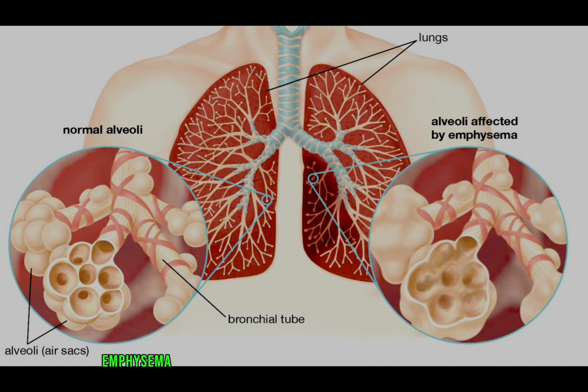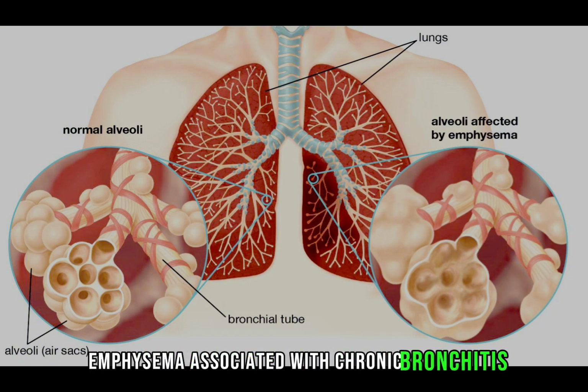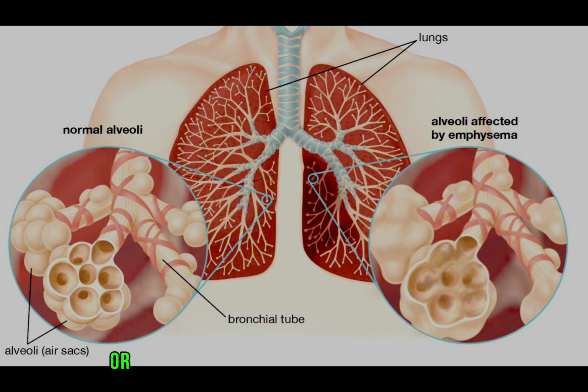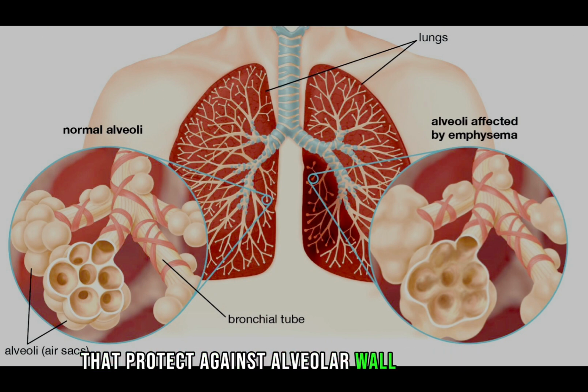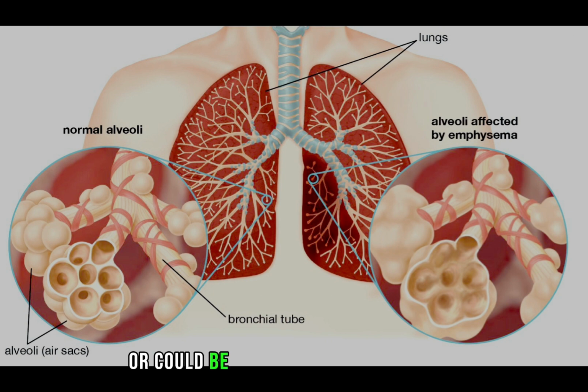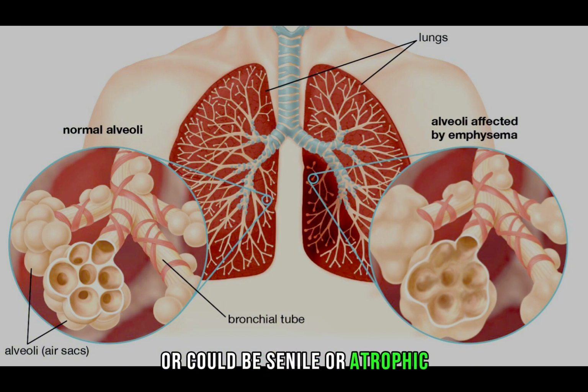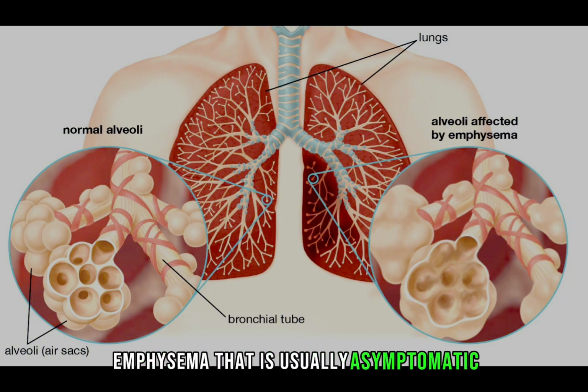Causes could be emphysema associated with chronic bronchitis, which is the commonest, or could be alpha-1 antitrypsin deficiency, which protects against alveolar wall destruction. Or could be compensatory emphysema, as in bronchiectasis and lobectomy. Or could be senile or atrophic emphysema, that is usually asymptomatic.